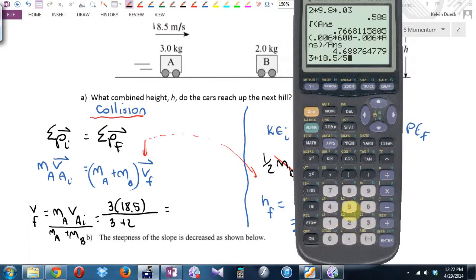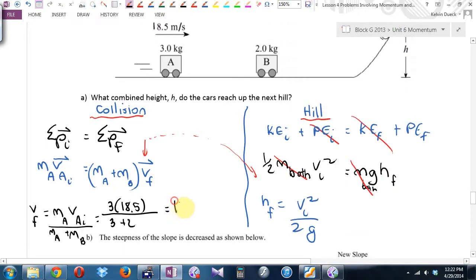So after the collision, I'll add the 3 plus 2 in my head. That's a 5 on the bottom there, yes? Oh, nice. 11.1? Is that right? Anybody else? Yeah. 11.1 meters per second.